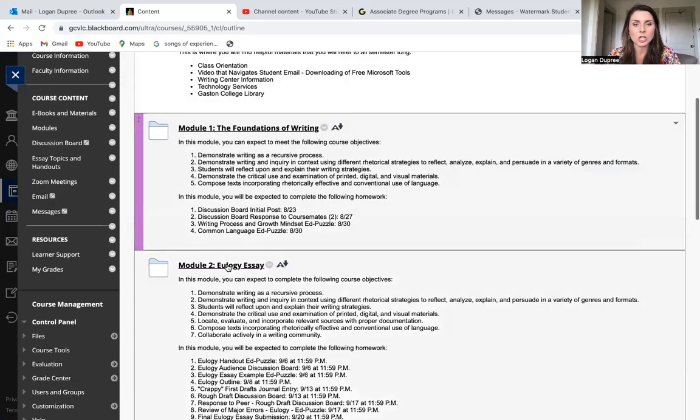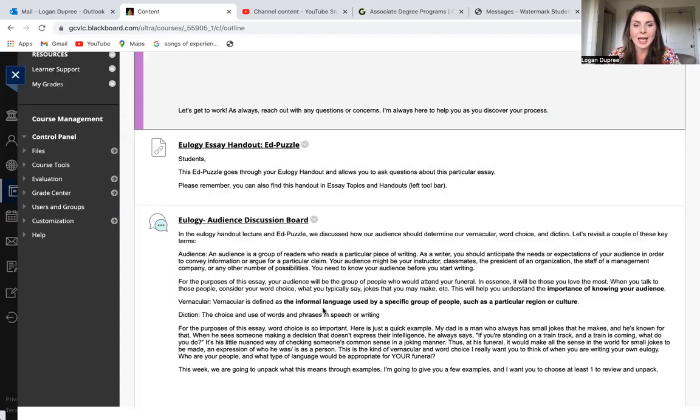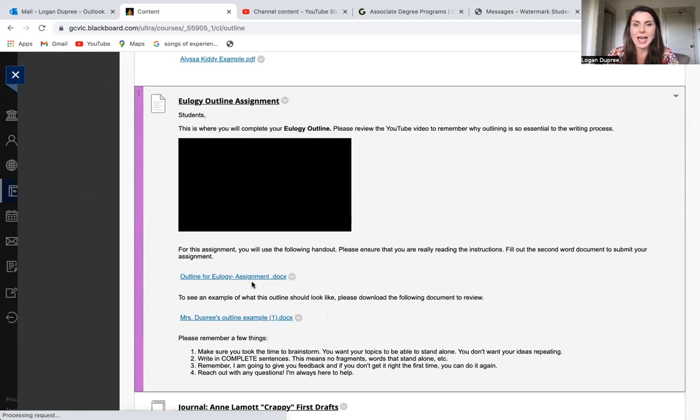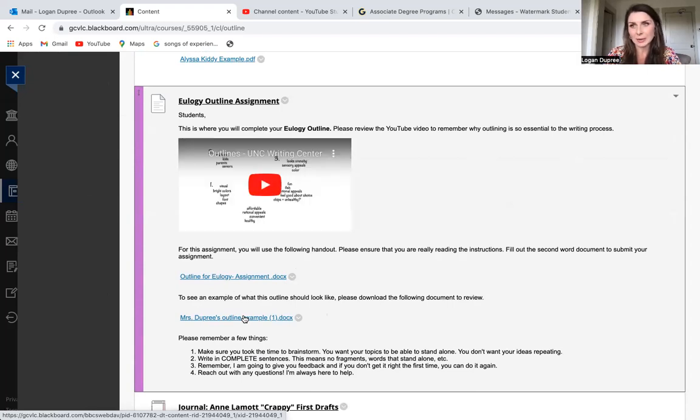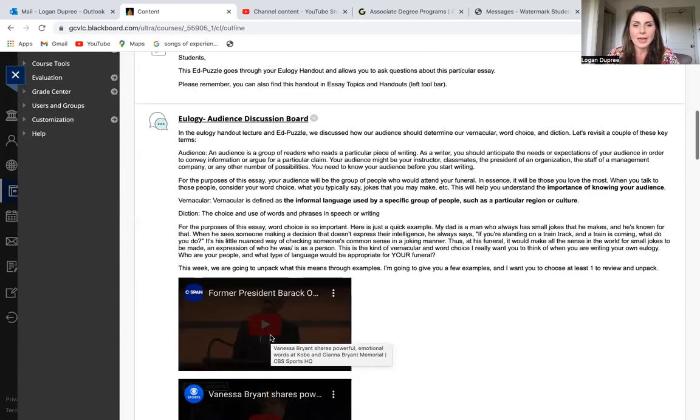If you go to your module and you scroll down to that outline submission link, what you'll notice is that I have the actual handout right there for you to fill in. Below that, I give you a model and an example of what that should look like. So for any of you who've gotten a little confused and just need a little extra help, go back and revisit that. And then if you still have questions, I'm always glad to meet with you and talk through that.